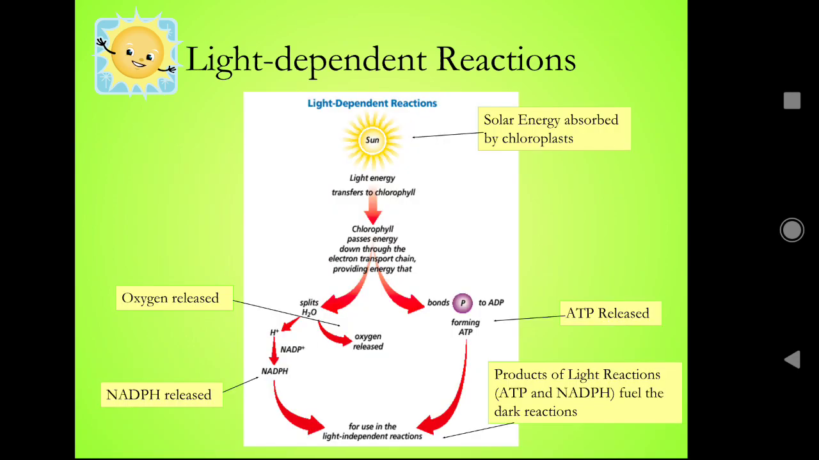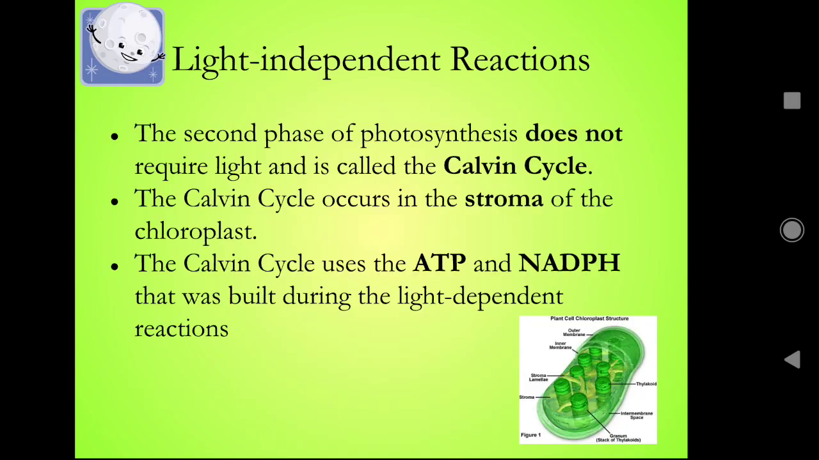Sunlight is absorbed by the chlorophyll and other pigments in the thylakoid membranes and splits the water molecule. Oxygen is released, you can see that on the left-hand side. NADP plus becomes NADPH, readily usable in the Calvin cycle, and then you have the production of ATP and NADPH, ready to be used in the Calvin cycle. So let's go to the second stage.